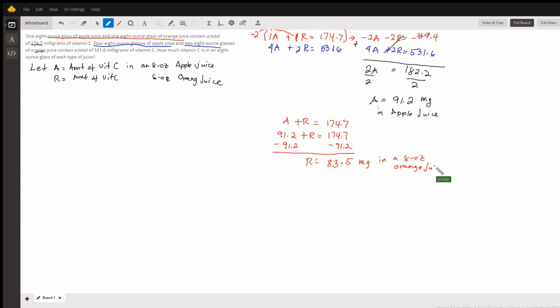Okay. All right. I hope this helps. So in this one, I used elimination. You can also use substitution.